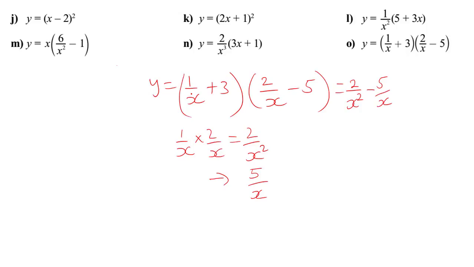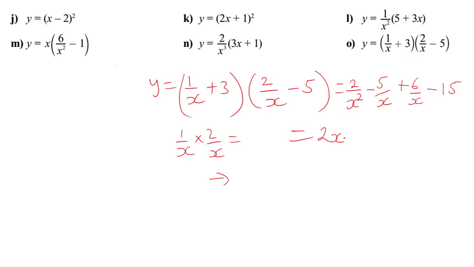Let's finish with this. Now 3 times 2 over x is easy, that's going to be plus 6 over x. And then 3 times minus 5 is going to be minus 15. Once you've done that, all you now need to do is simplify.